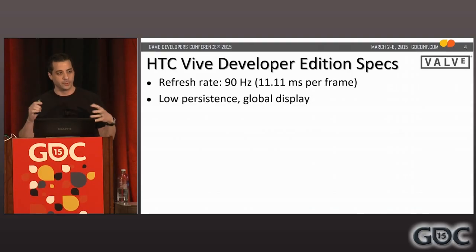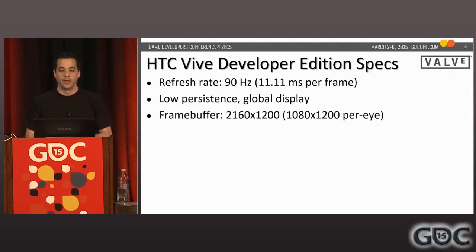There's no complexity with that. It's a global display. It's really, really nice to write to. The frame buffer is 2160 by 1200. It's a stereo frame buffer. So each eye is 1080 by 1200, okay? In the back buffer. That's what you're sending down to the panels, okay?